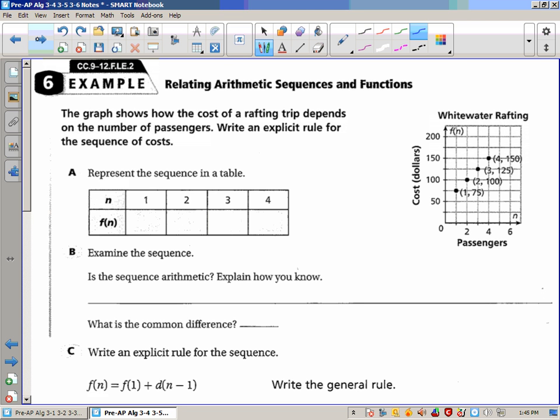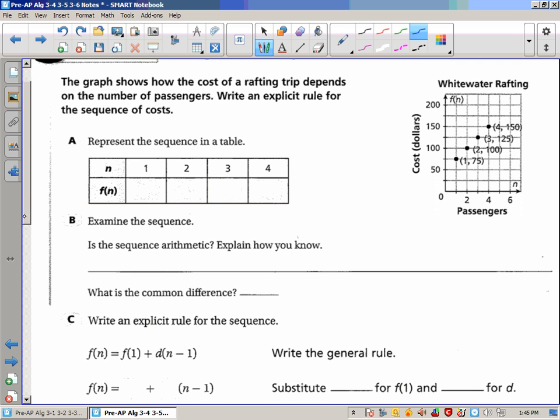Okay, let's talk about this a little bit. It says represent the sequence in the table. Here are our inputs, 1, 2, 3, 4. My outputs are 75, 100, 125, 150. Is the sequence arithmetic? Explain how you know. If it's arithmetic, we'll have a common difference. That common difference in this case is 25, and we use d as our variable for that common difference.